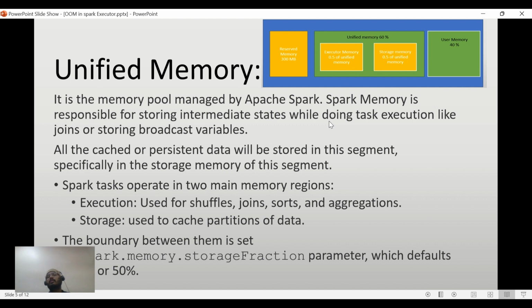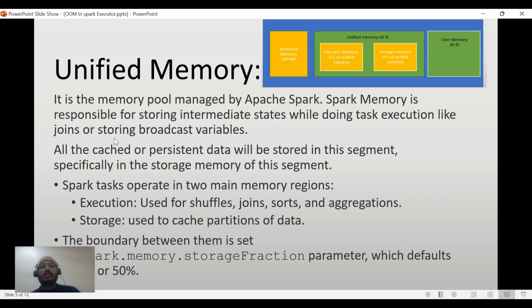Before Spark 1.6, there was a static memory distribution, but now the unified memory distribution is dynamic: the executor memory can consume some part of the storage memory, or storage memory can consume some part of the executor memory. This depends on certain factors, which I will be discussing later in the upcoming slides.